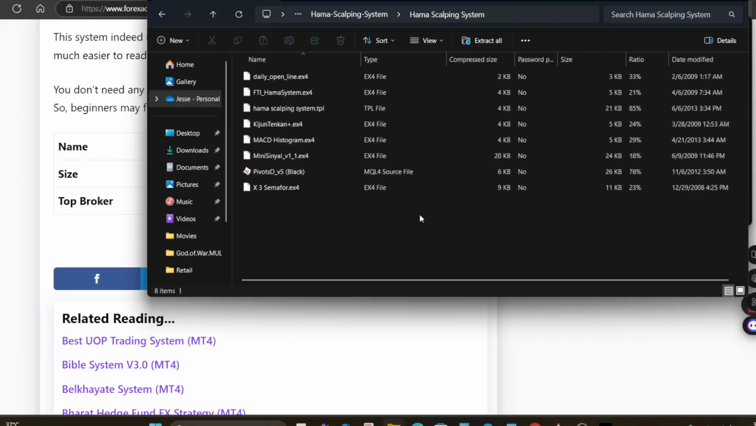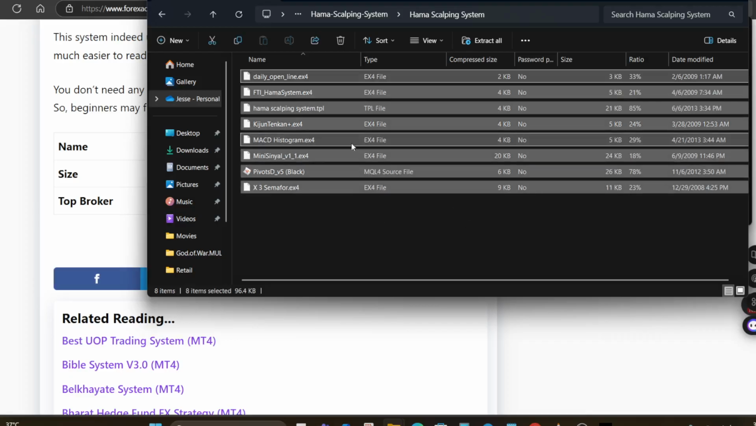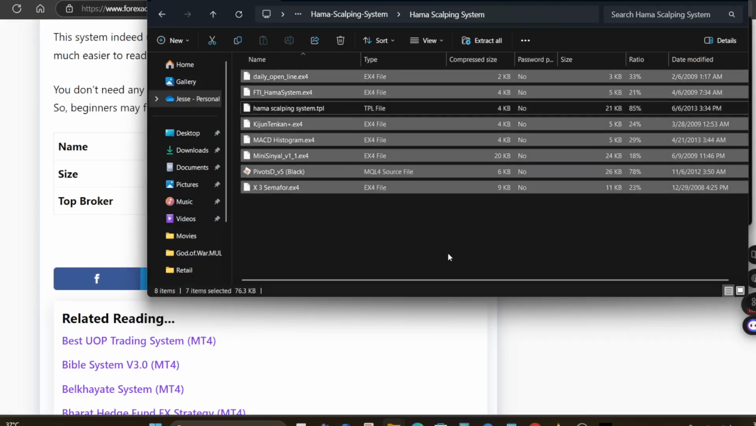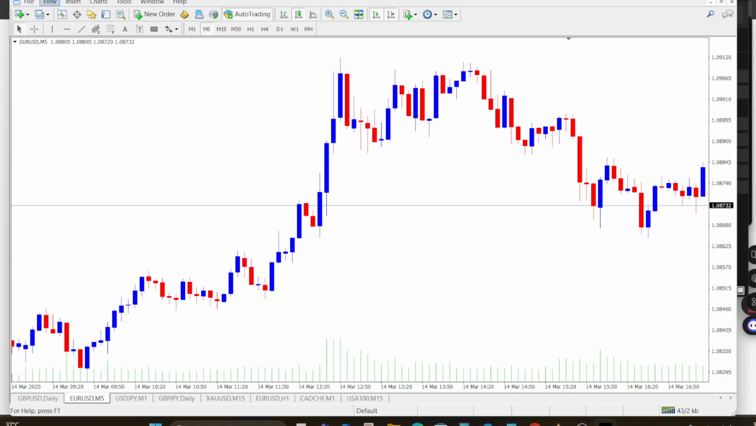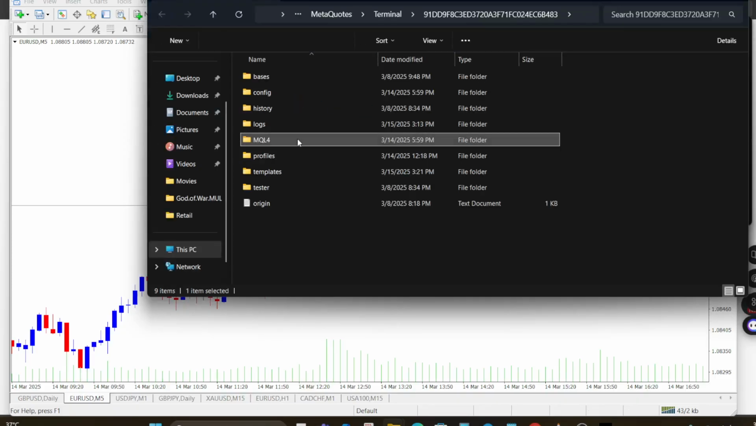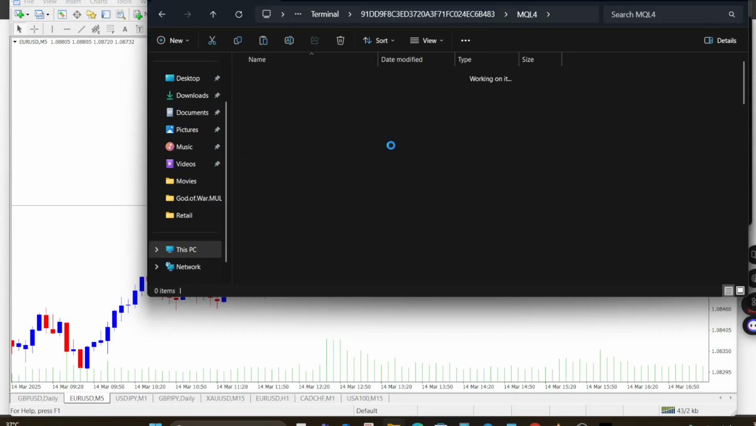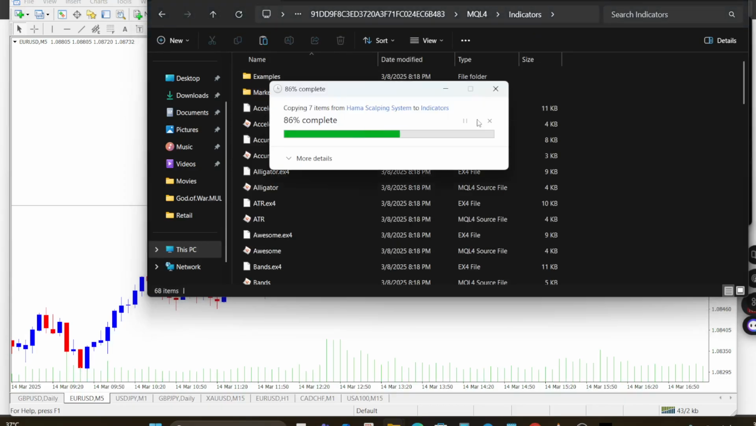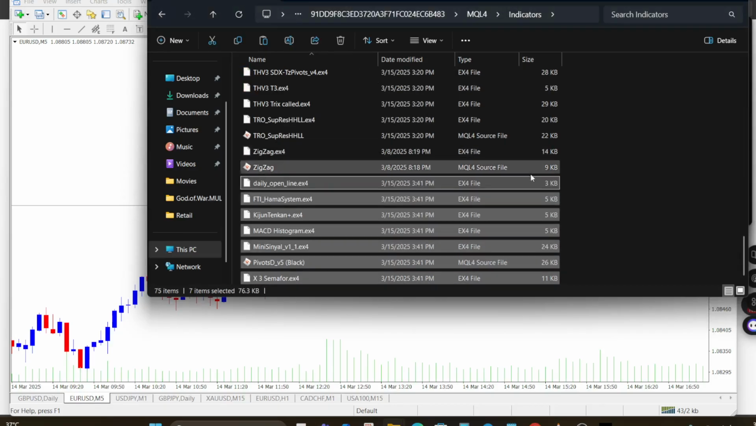All right, now we are going to add all the indicators for this system to our MQL4. This is a template, so you have to exclude this TPL because that TPL is the file for the template. So we're going to add the indicators to the indicator folder, and we're going to add the template to the template folder. Okay, just follow me. We're going to copy this, and we are going to come to our MT4. We're going to go to File, Open Data Folder, and here we go. We are going to go to MQL4, and we're going to go to indicators, and we're going to paste everything that we copied. We're going to paste them all in here.